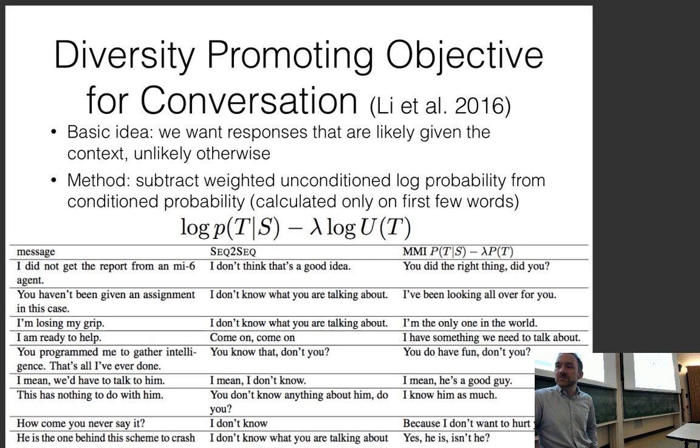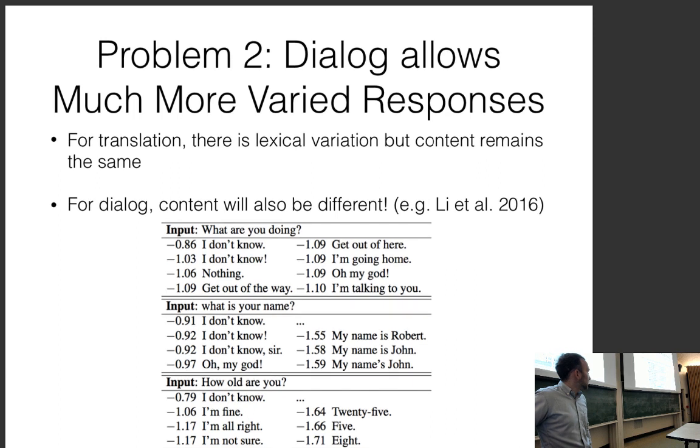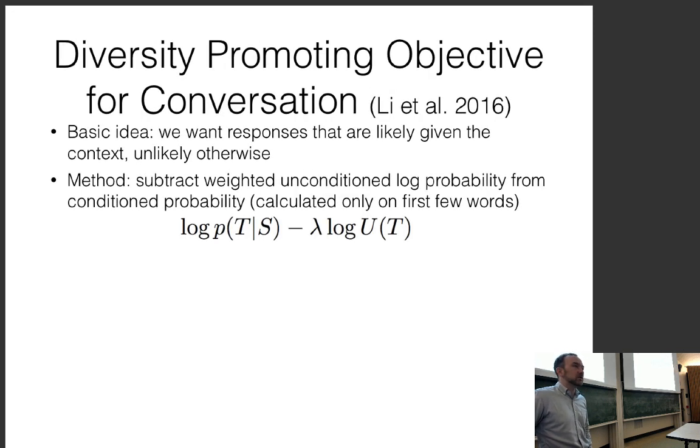So what this means basically is you have the probability of the output given the input, and you're reducing the probability according to just a language model. The idea why you would want to do this is something like, I don't know. This is a super frequent utterance, right? So no matter what the context, you'll get a high score for this. Whereas something like my name is Robert or my name is John, you'll only get a high probability for that given the input, what is your name? So by subtracting out the really frequent ones in any context, you can get a more diverse response.